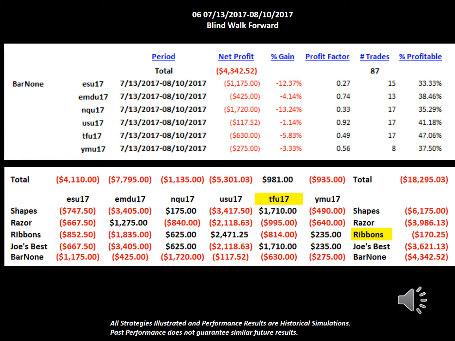a double dose of, for instance, the Russell, which is the #1 system. It was #1 historically. It was #1 for the Russell shapes over this period. It made $1,710 in the Russell #1 shapes over this period. The group that lost the least was ribbons and only lost $170. Otherwise, pretty much a drawdown month.